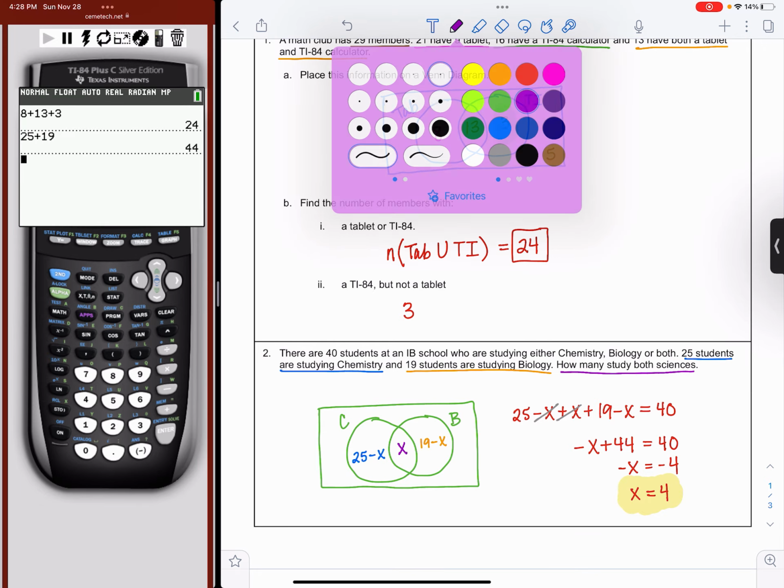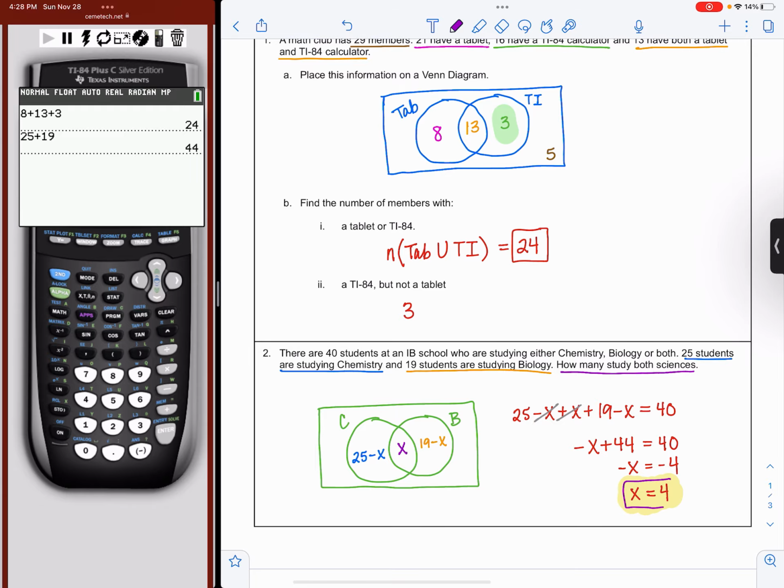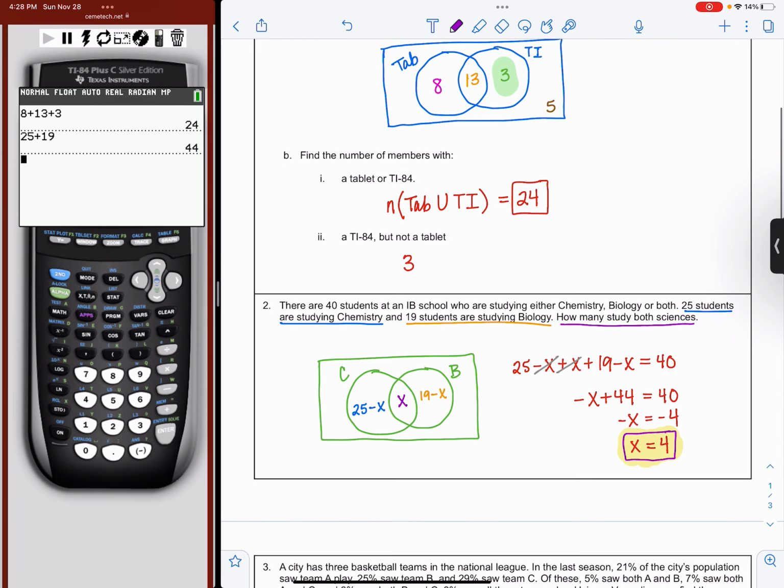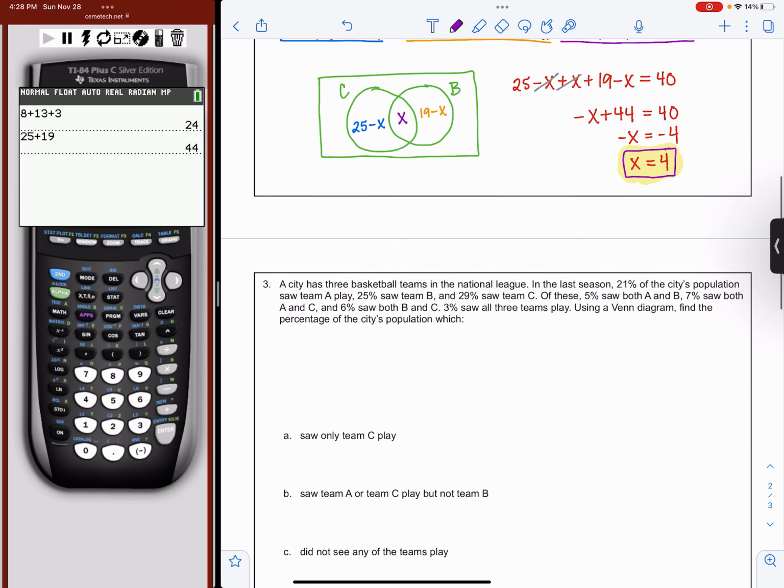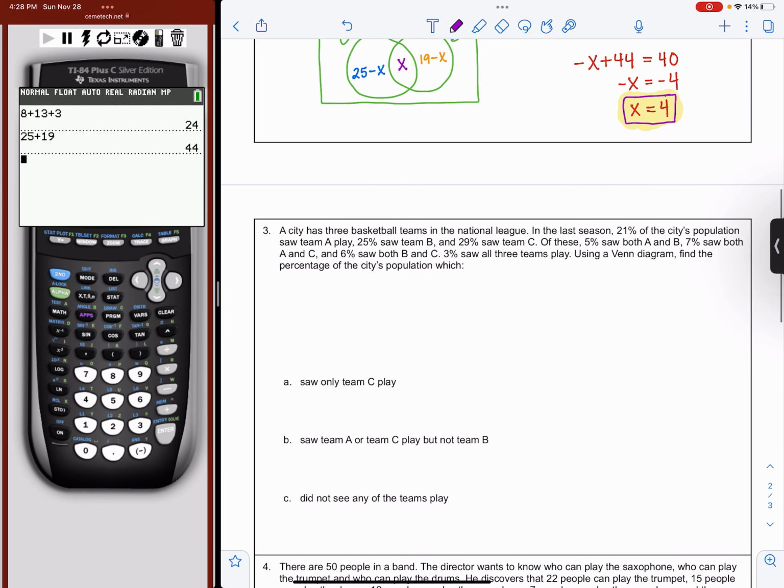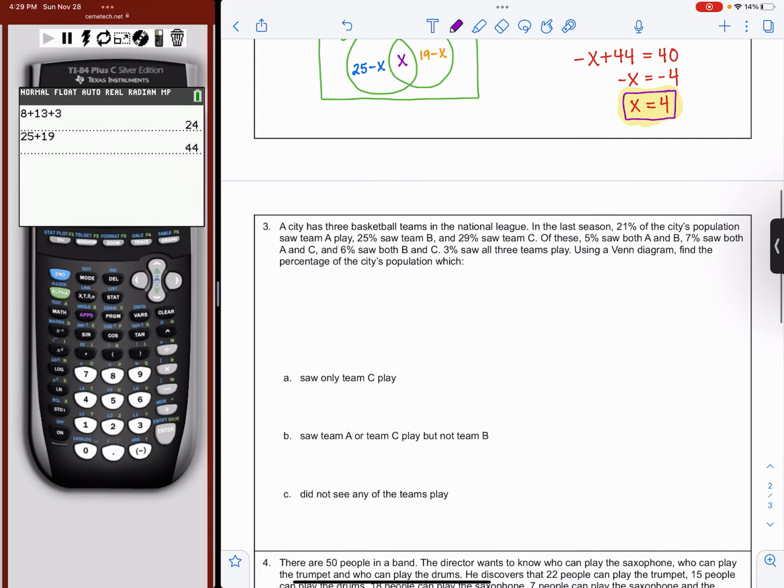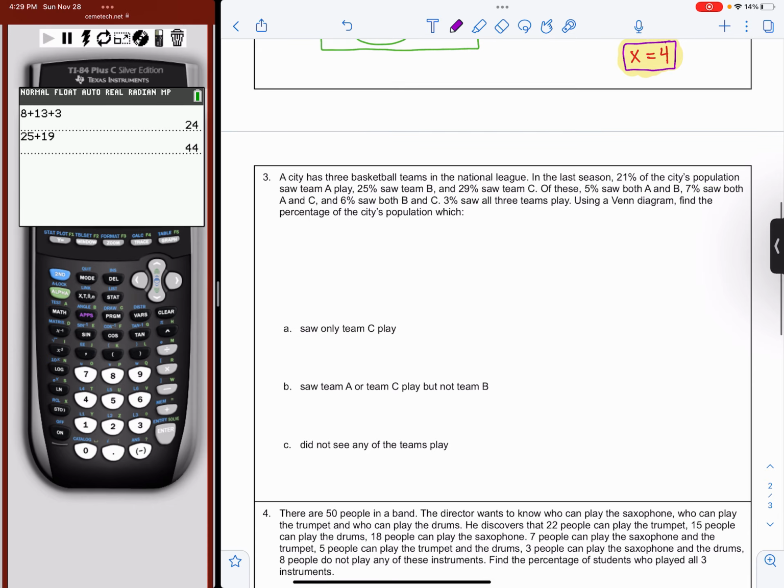All right. So that is the answer to number 2. Number 3, it says a city has 3 basketball teams in the National League. In the last season, 21% of the city's population saw Team A play, 25% saw Team B, 29% saw Team C. Of these, 5% saw both A and B, 7% saw both A and C, and 6% saw both B and C. 3% saw all 3 teams play.